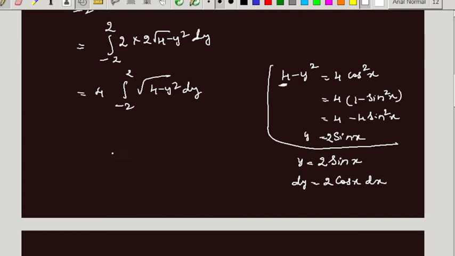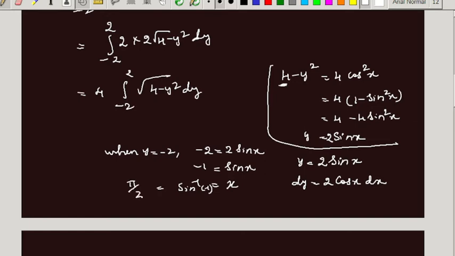So here when y equal to minus 2, what will you get? Minus 2 equal to 2 times sin x. 2 gets cancelled. Minus 1 is sin x. Sin 90 is 1. Sin minus 90 is minus 1. So we can write this as x is sin inverse of minus 1 equal to pi by 2 minus.